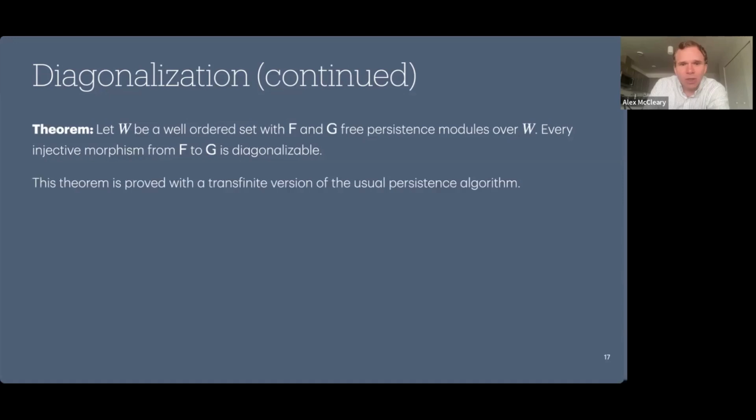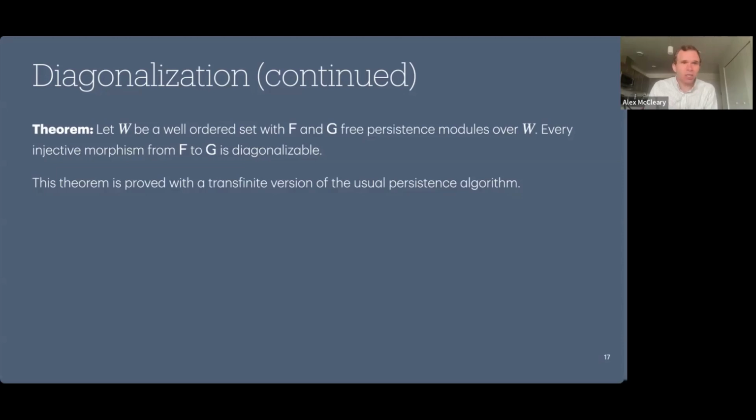So we proved this theorem with a transfinite version of the usual persistence algorithm. And it's actually somewhat funny because it really just reduces to the classic persistence algorithm. It's a transfinite recursion proof, so essentially it's a way to define an algorithm on infinite sets. And so you have two cases, a successor case and a limit case. The successor case is where a point has a previous point. And in that case, you can really just use the classic persistence algorithm to diagonalize it.